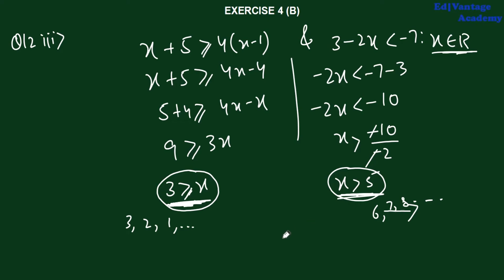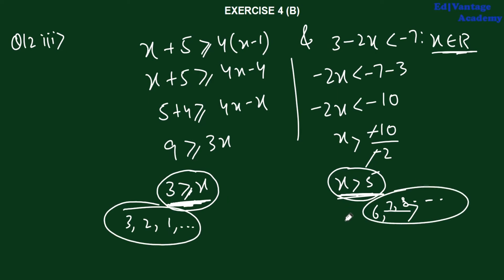If you see, we are not having anything in common. We can't put a graph for this, because here numbers are less than 3, this side numbers are greater than 5, so there is nothing in common. So what we call is, we can call the solution set an empty set. We got an empty set.